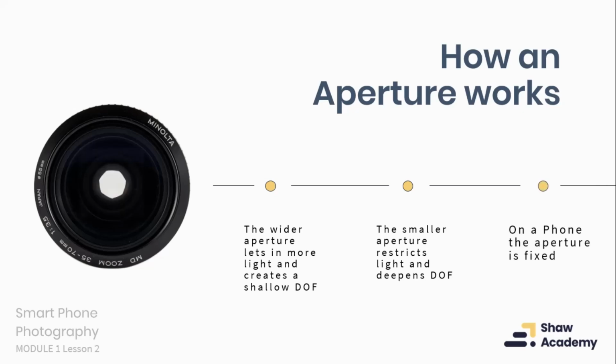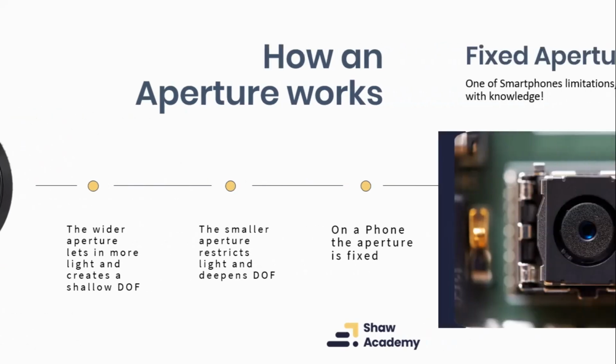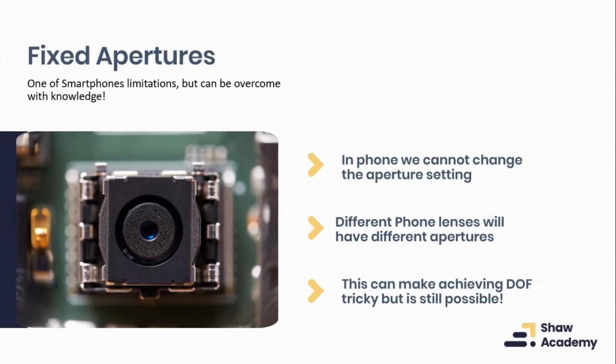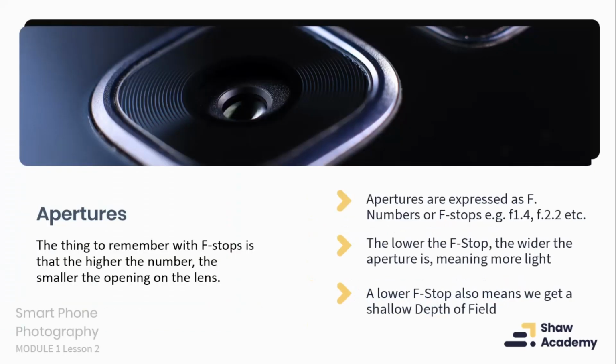Now, on a phone, our aperture is fixed. So what good is knowing this? What good is it to know whether an aperture gets wider or smaller, to let more light in, to let less light in, and create a shallow depth of field or a deep depth of field? Well, we still have a certain amount of control over our apertures, and understanding the limitations of our phones will allow us to figure out ways to overcome this. And a lot of smartphone manufacturers have already taken the initiative on this to find other ways to create depth of field.